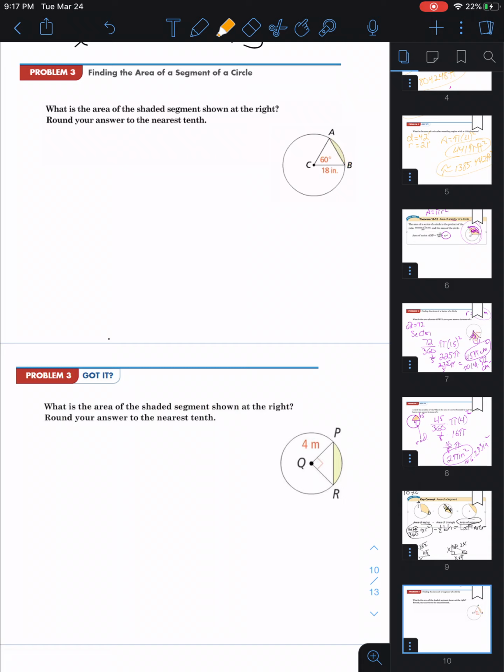And what's the area of the shaded segment? So we got to find the sector first, all right? You notice that inside is 60, so our measure for the outside arc would also be 60. To find the sector, we would take 60 over 360, and that would be the portion. And then notice that the radius, r, is 18 inches.